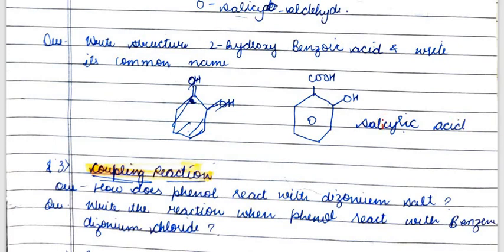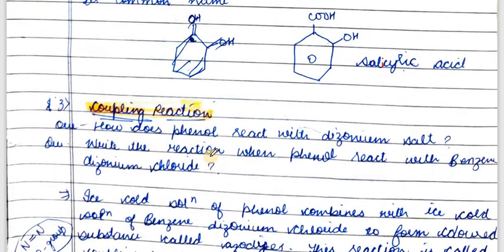So next is the coupling reaction. Coupling reaction means how does phenol react with diazonium salt, or it can be asked as write the reaction when phenol reacts with benzene diazonium chloride. Or it can be directly taken as diazonium salt. So what is the coupling reaction?